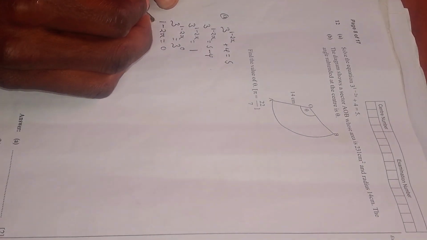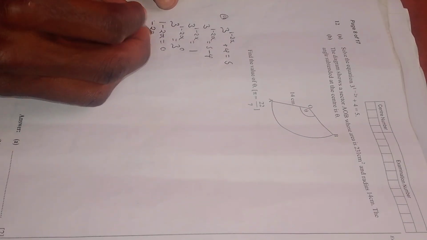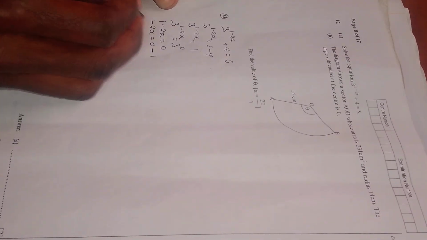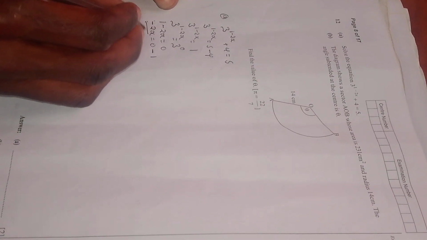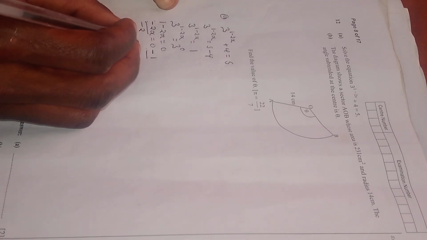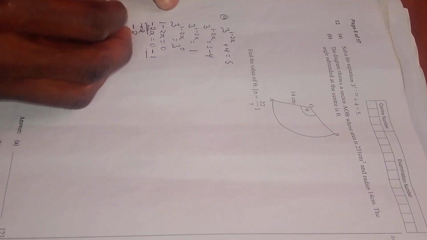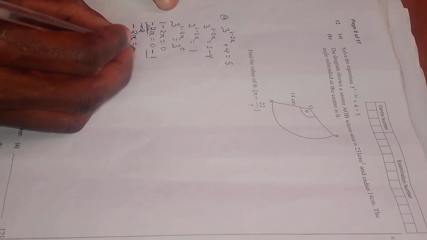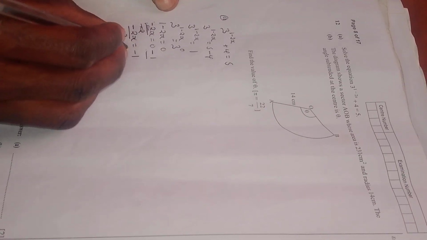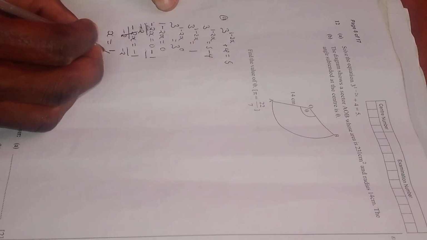Now when we group the like terms, it is negative 2x is equal to 0 minus 1, that is negative 1. To get the value of x, we divide both sides by negative 2. So x is equal to 1 over 2.